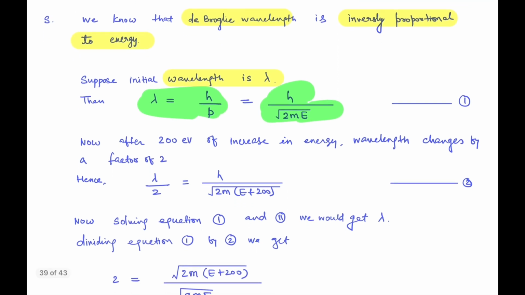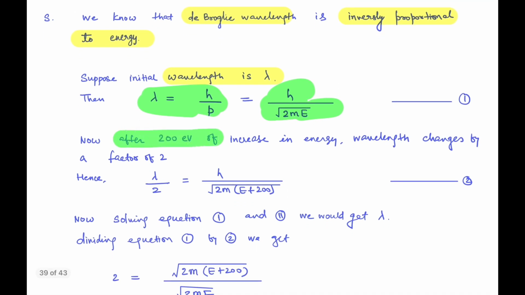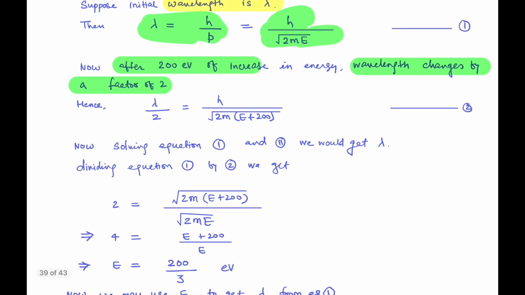Now when you increase the energy by 200 electron volt, wavelength is going to change by a factor of 2. That is, you divide it by 2 because it is going to decrease. To decrease it, you will have to divide it. If the question was to increase it, it would have been multiplied. So that is the meaning of factor. In this way, lambda by 2 is going to be this expression, because we are increasing the energy, so wavelength is automatically going to decrease.